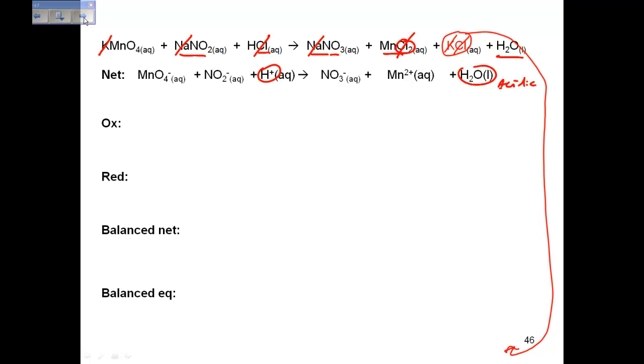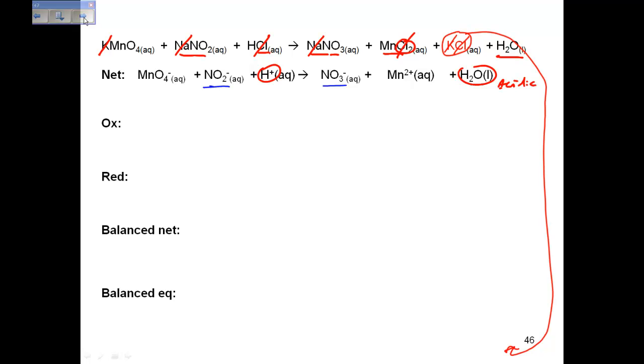First off, I got to figure out what's being oxidized. If you look at NO2 minus going to NO3 minus, the charge on that nitrogen in NO2 minus: got oxygen at -2, two of them, that's -4.